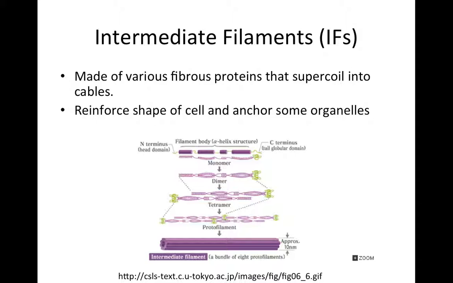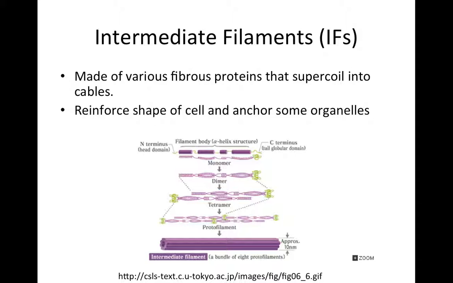Intermediate filaments are made of various fibrous proteins that supercoil into cables, and their primary role and function is to shape the cell and anchor down some of the organelles. So not all the organelles will move around. Some of them are anchored and will stand still and stay in place within the cytoplasm.